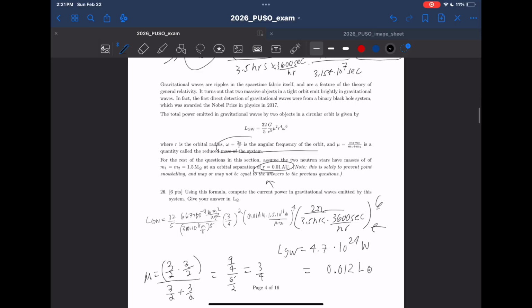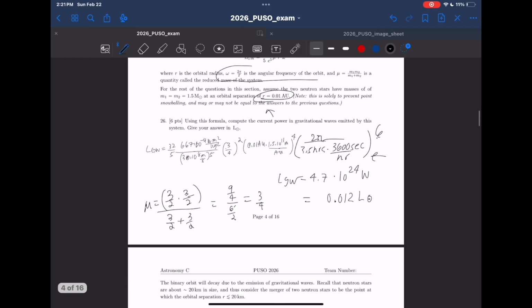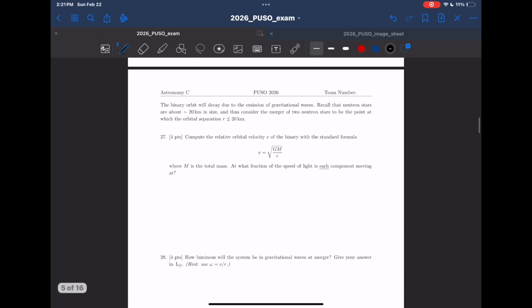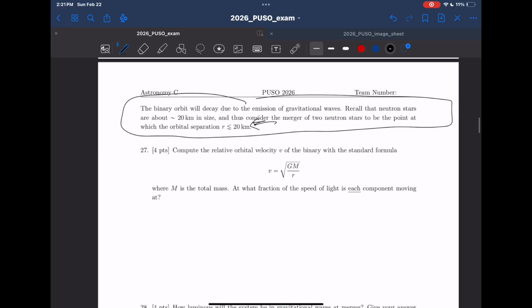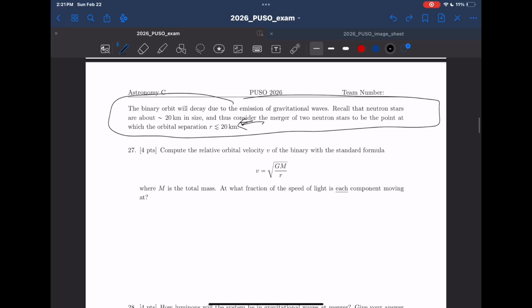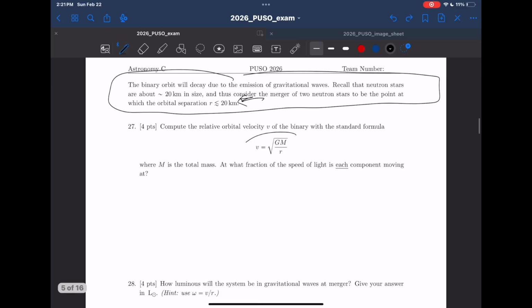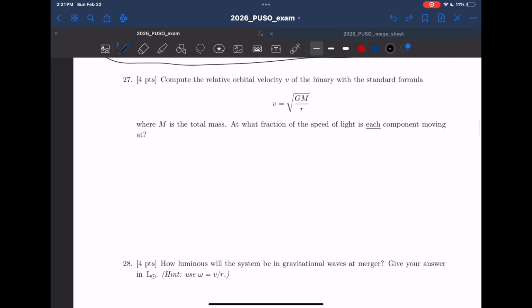Okay, so next question here, we're almost done, only 2 more parts. So first part is the orbit will decay due to the emission of G waves. Neutron stars are about 20 kilometers inside, so the merger point is when the orbital separation is about 20 kilometers. Okay, so it wants us to compute the relative orbital velocity of the binary with this formula, where m is the total mass. So this is a relative system, which is kind of cool.